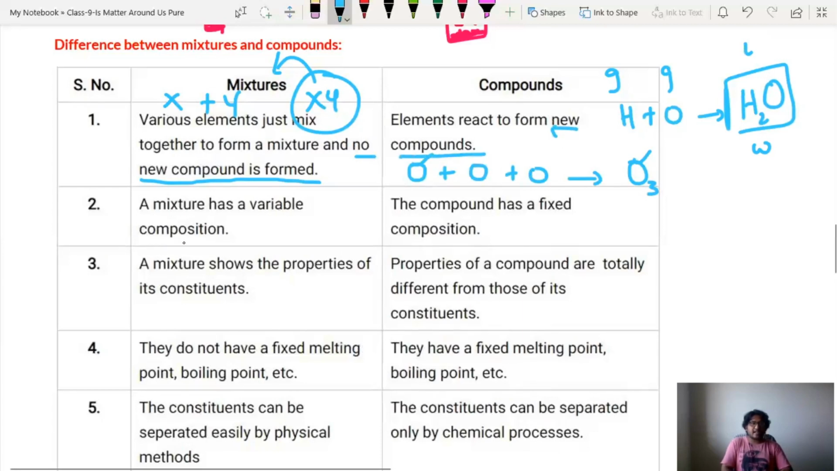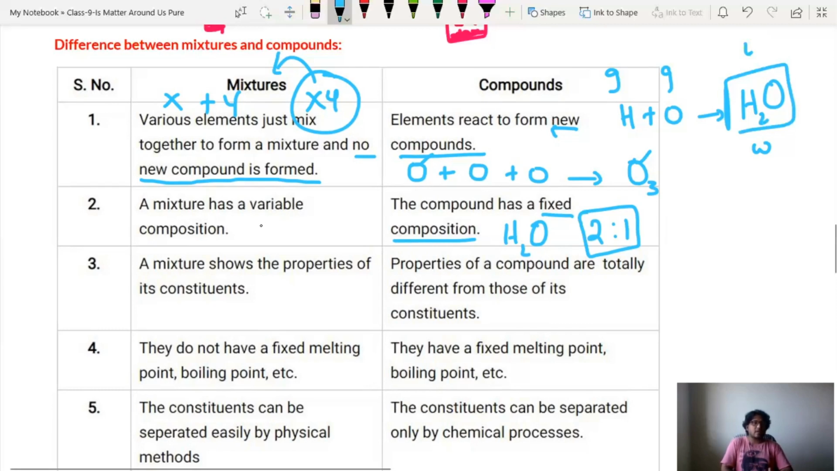Mixture has a variable composition, different proportions, different compositions will be there, but while coming to compound, it has fixed composition. Whenever we get water molecule, definitely hydrogen and oxygen should be mixed in the ratio of 2:1. There is no other proportion to get water molecule, but while coming to mixture, it's your wish to make your own composition. Whatever the ratio may be, that will be mixed.